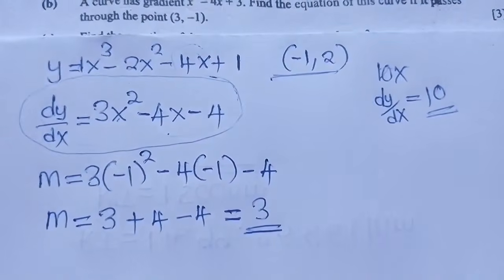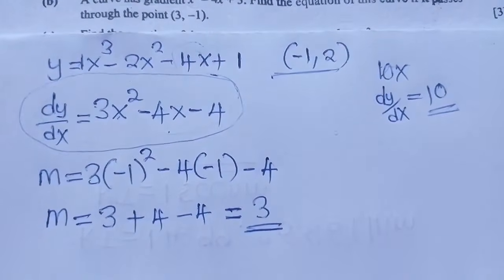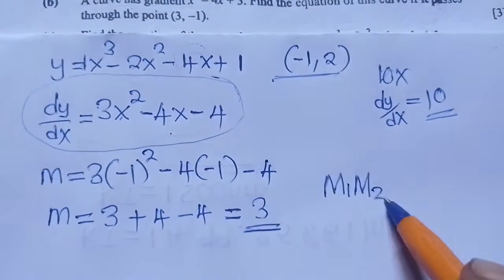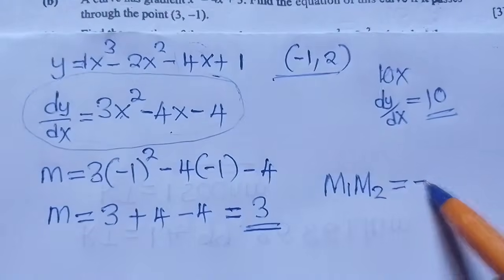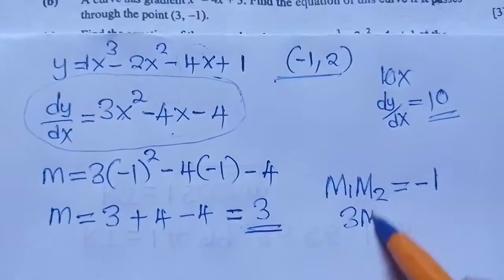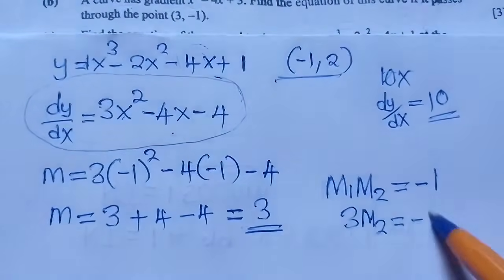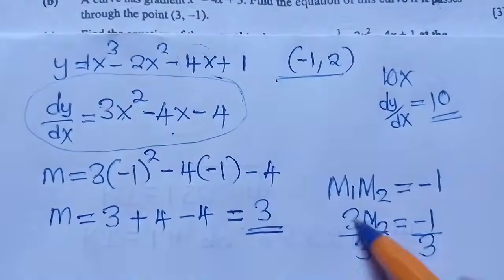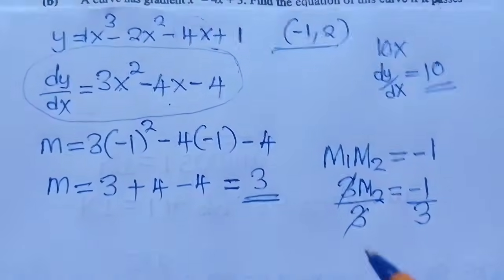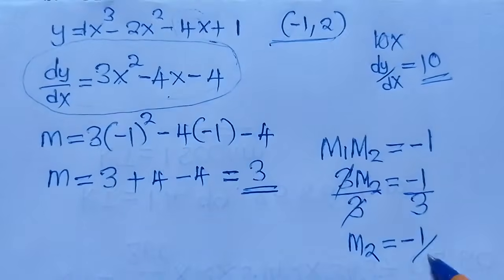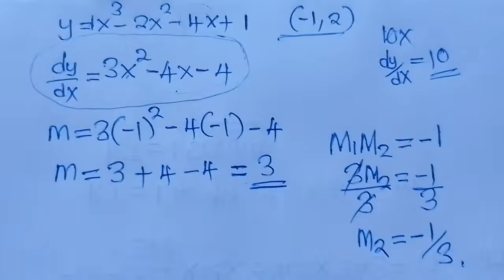But since I want to find the equation of the normal, I need to find the gradient 2, which I'm going to use. So I'll say m1 times m2, gradient 1 times gradient 2, I must get -1. m1 I have is 3, m2 is unknown, which is equal to -1. I divide both sides by 3. Which means I'm going to get m2 equal to -1 over 3. That's the gradient I'm going to use now.